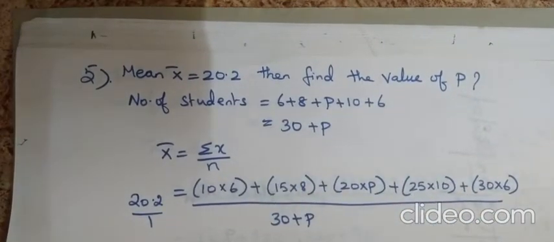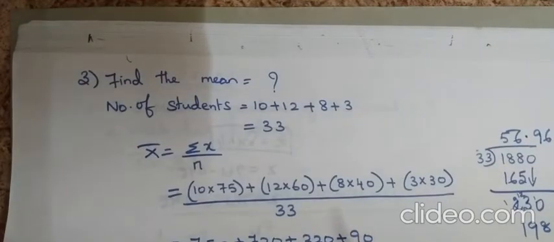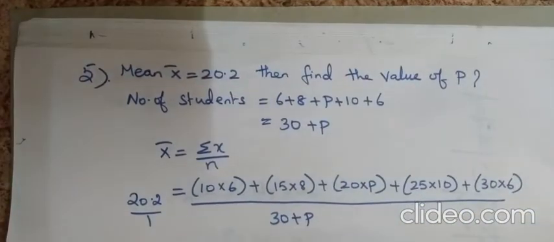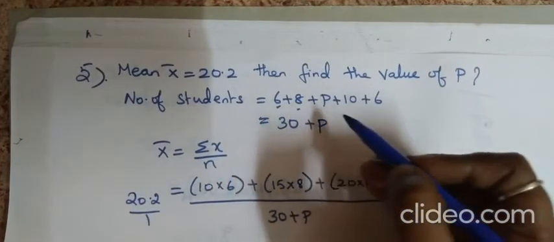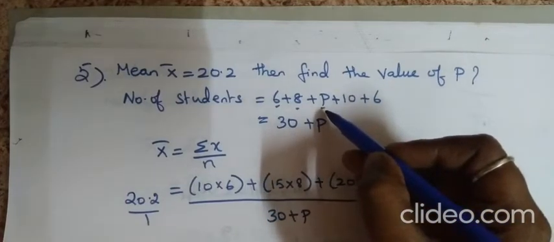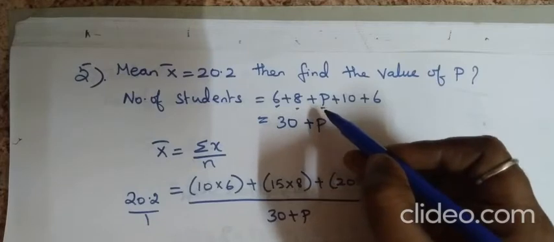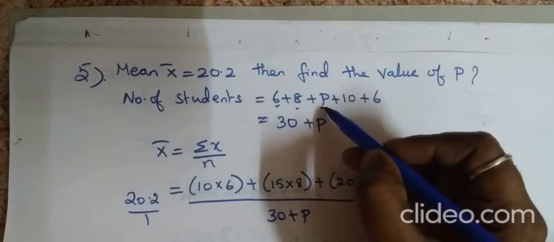Marks is 10 marks, the class test maybe. 6 students got 10 marks. As we did in the previous, that is the third sum, same method. 6 students got 10 marks. 8 students got 15 marks. And here the value is not given, so this is the value we are supposed to find out. Then P. P means we don't know that students' number.